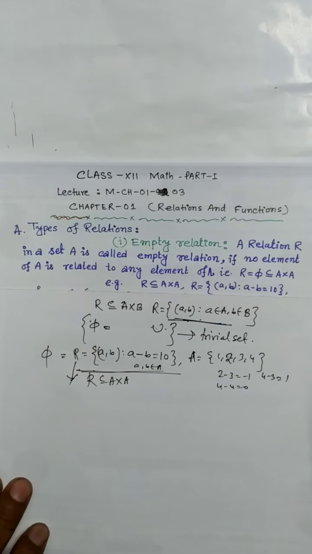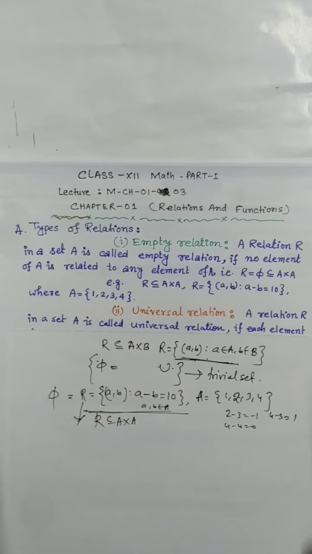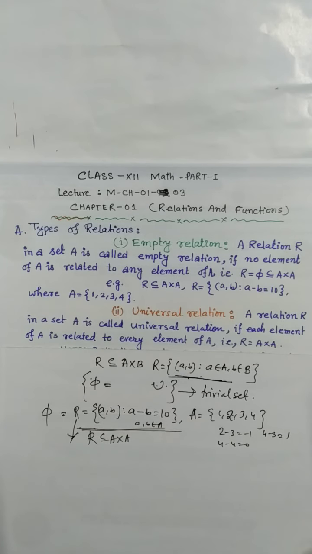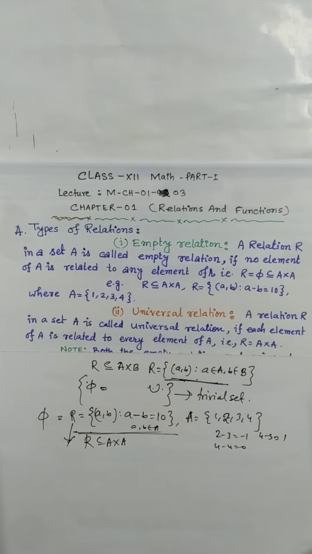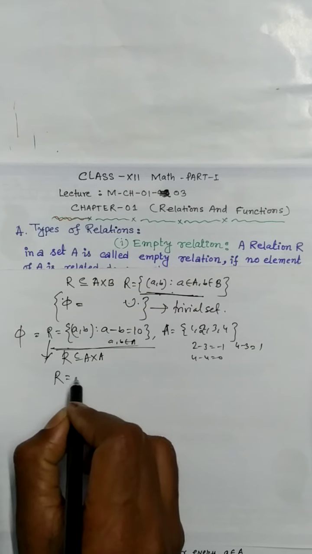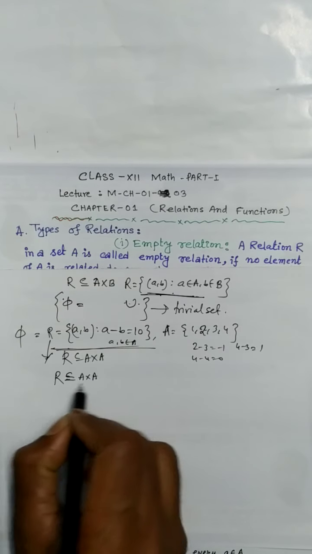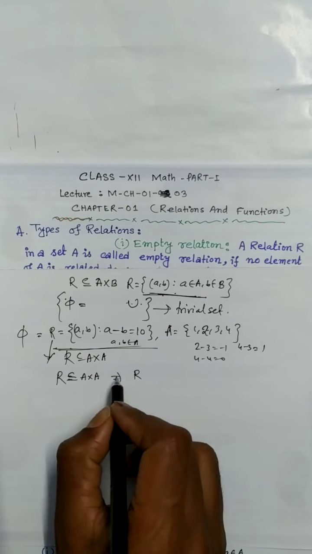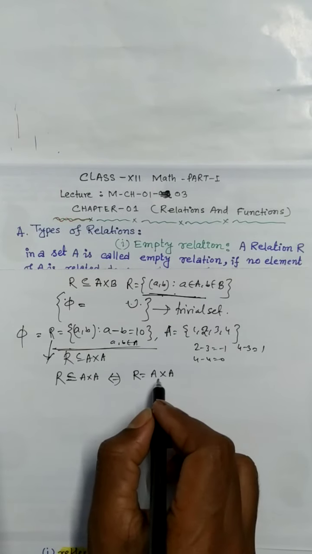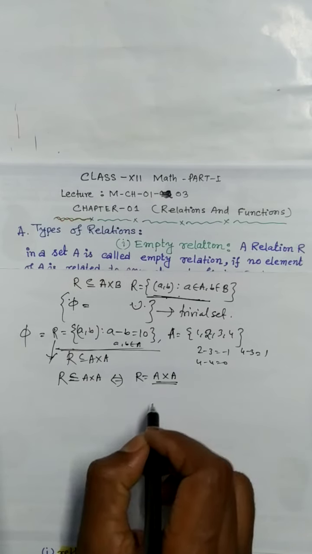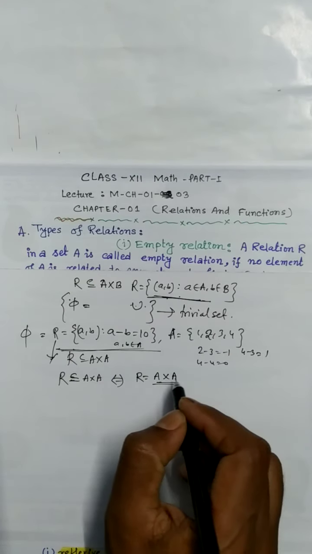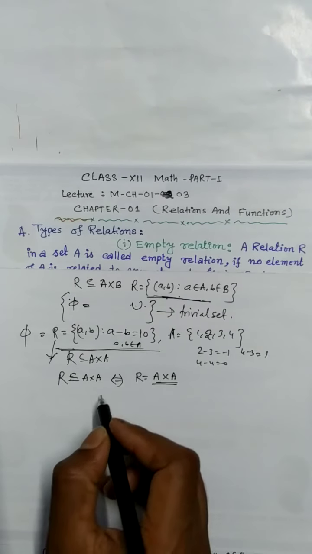Similarly, go to the universal relation. A relation R in a set A is called a universal relation if each element of A is related to every element of A. That is, R equals A cross A. We know R will be a subset of A cross A. But when R is equal to A cross A, that is, we have taken the complete A cross A as a relation, at that time it will be a universal relation.